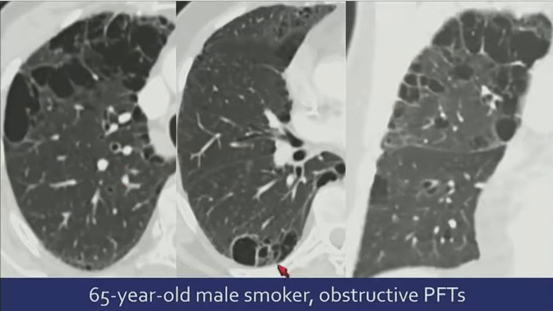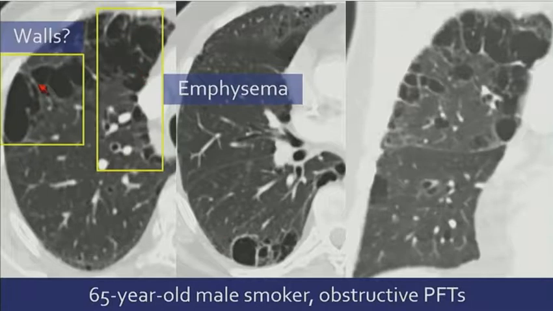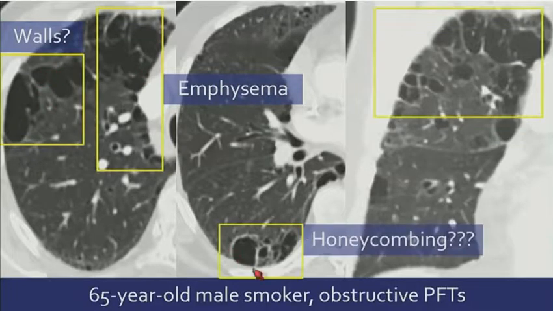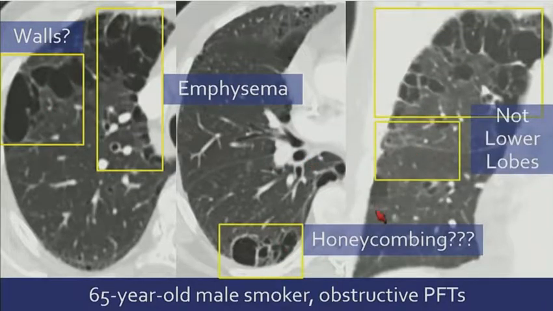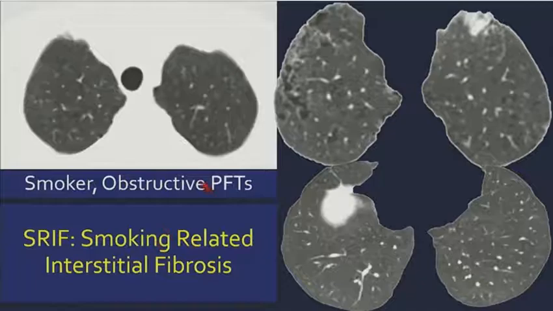Here's a smoker with obstructive PFTs, and you have areas of emphysema. You also have areas where you might see some what you think of as well-defined walls. You wonder if some of these areas could even be honeycombing. However, this is not the typical lower lobe appearance of fibrosis, and this is actually a smoking-related interstitial fibrosis, not a CPFE. And this was proven via lobectomy. So you could ask, what is SRIF? What is smoking-related interstitial fibrosis?